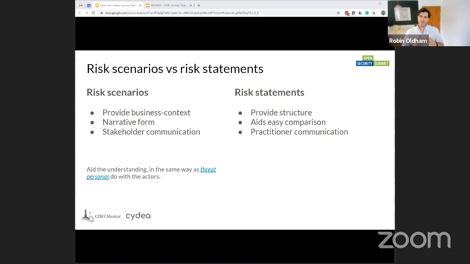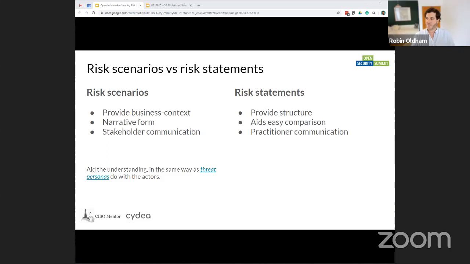Before I do, a little bit on risk scenarios versus risk statements, without wanting to sound too pedantic about language and the differences between them. So risk scenarios should provide some level of business context. They're more likely to be in a narrative form and be used where you're communicating with other stakeholders. So that might be other colleagues around the business. It might be as part of presenting up to a board.